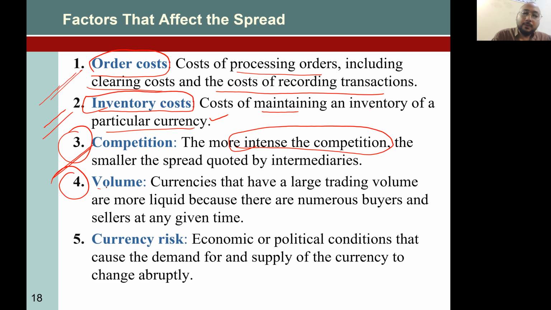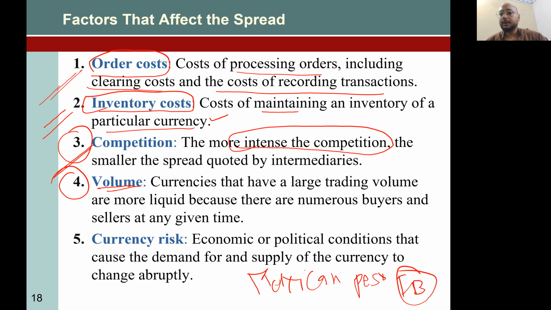Number 4, volume. Volume means how much trade is going on at a given time, how many transactions are taking place. It's not like that. For example, Mexican peso: you purchase 1 billion of Mexican peso. That doesn't mean that the volume is high. No, volume means the number of buyers and number of sellers having transactions, right?